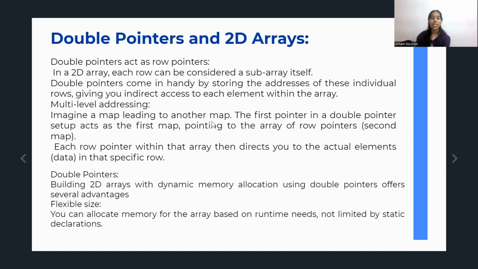Double pointers building 2D arrays with dynamic memory allocation. Using double pointers offers several advantages. It is flexible in size. You can allocate memory for the array based on runtime needs, not limited by static declarations. So it is flexible, and using double pointers with 2D arrays is quite helpful.